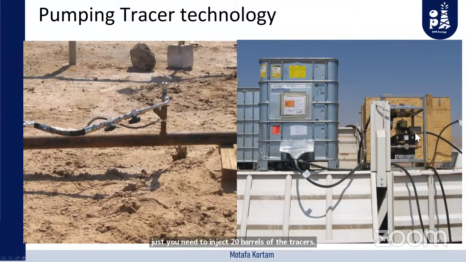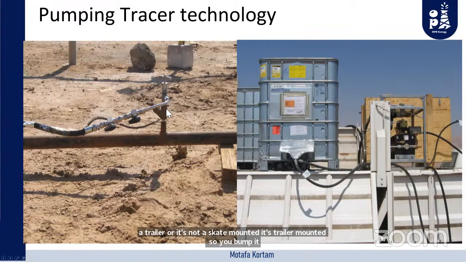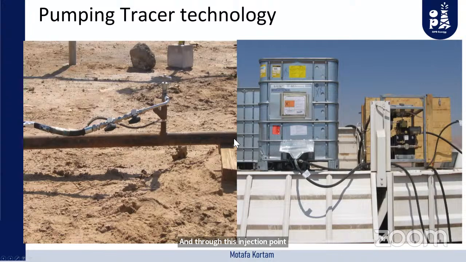So that is the tracer pump, and it is placed on a trailer, it's not skid mounted, it's trailer mounted. So you pump it through this line and through this injection point to mix it with the injection stream into the injector well, and then it finds its way within the reservoir and the porous media to reach the producer.